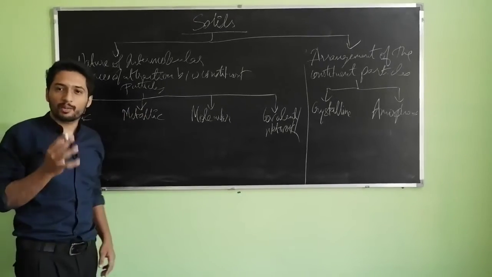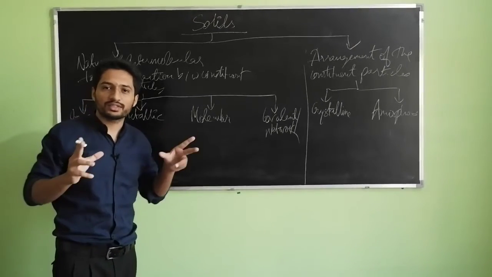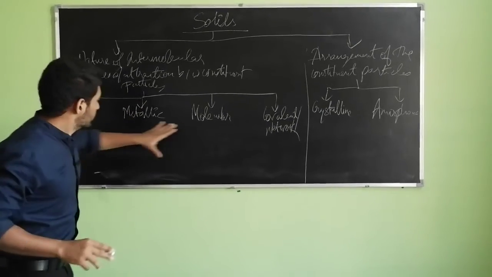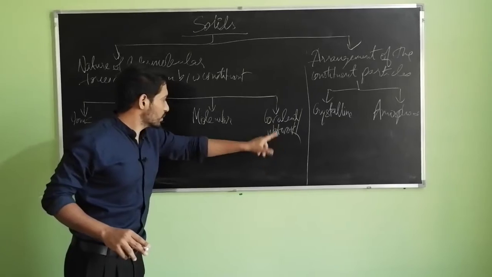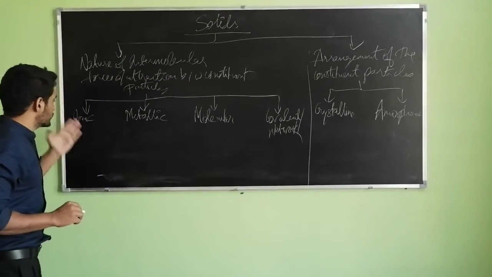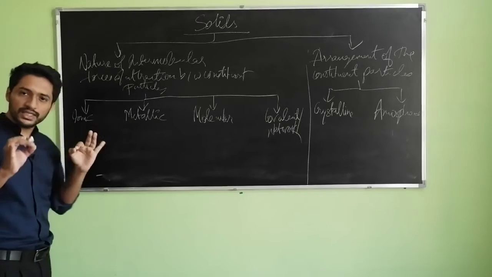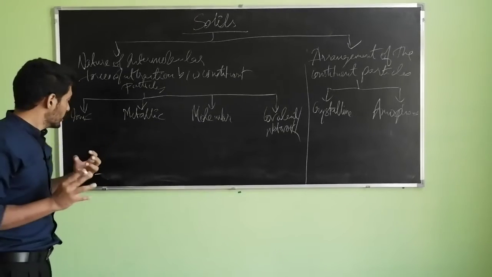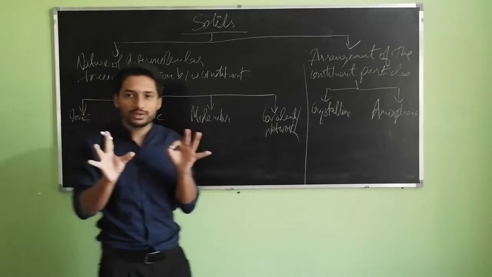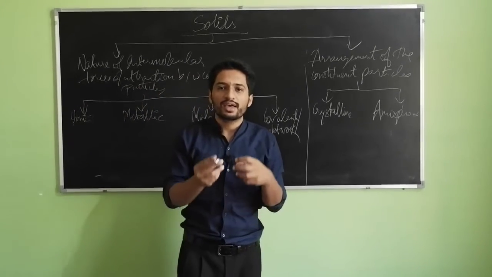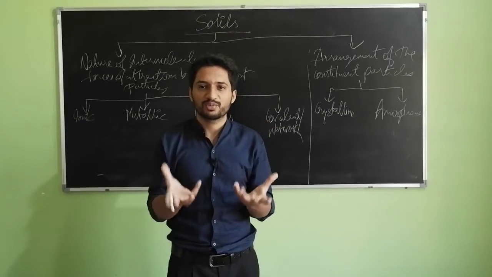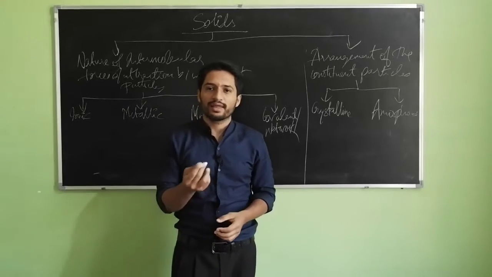So based on nature of intermolecular force of attraction, how do we classify solids? So we classify them as ionic, metallic solids, then molecular solids, then the last one is covalent or network solid. Alright, so firstly, what are ionic solids? So the definition for these is easy. Just remember what I'm saying, and this will be easy. So what is ionic? Ionic solids are those solids in which the constituent particles are ions. As simple as that.